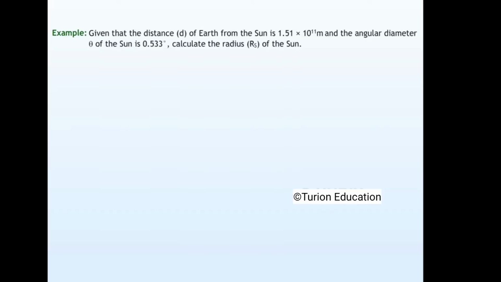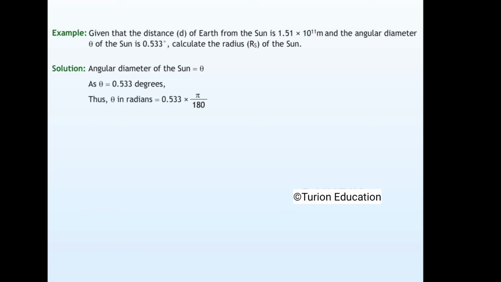Given that the distance d of Earth from the Sun is 1.51 × 10^11 meters, and the angular diameter θ of the Sun is 0.533 degrees, calculate the radius R_S of the Sun. Solution. Angular diameter of the Sun equals θ, as θ equals 0.533 degrees. Thus, θ in radians equals 0.533 × π/180 equals 0.0093 radians.